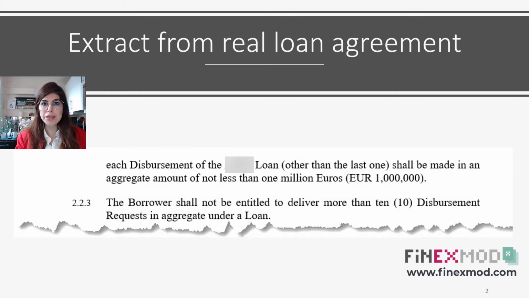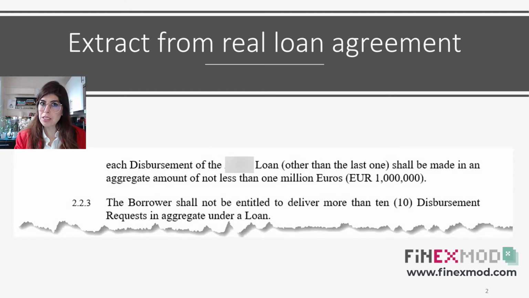The second one that you need to consider, also an extract from a real project, says the borrower shall not be entitled to deliver more than 10 disbursement requests in aggregate under a loan. So when you are calculating your drawdown schedule, you need to put a check in your model to make sure that you are not making more than 10 drawdowns on each debt facility, because that's also a requirement from your lenders.